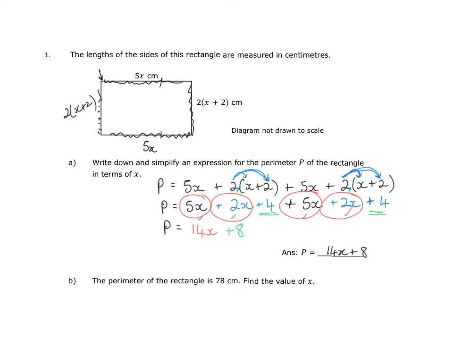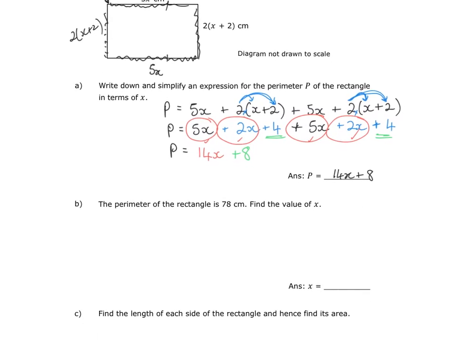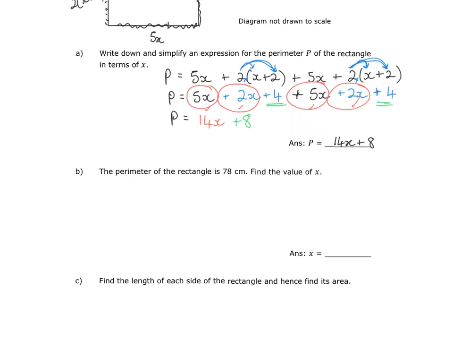Next question, the perimeter of the rectangle is 78 centimeters. Find the value of x. So, instead of P, we're going to write 78. So we know the perimeter is 14x plus 8. Instead of P, I'm going to write 78. Okay. X remains on its own. So 78 minus 8 equals 14x.